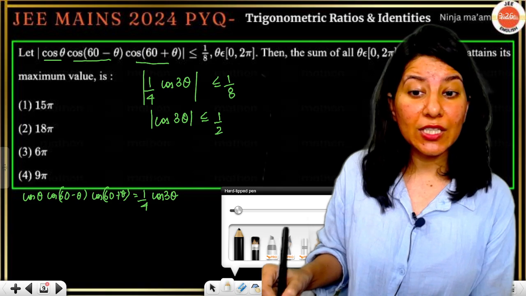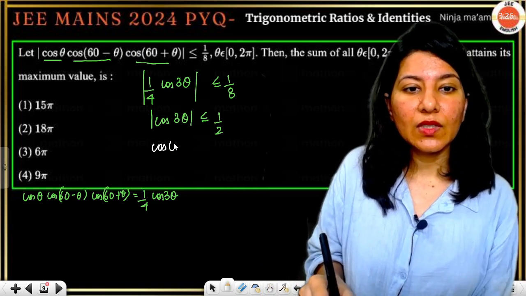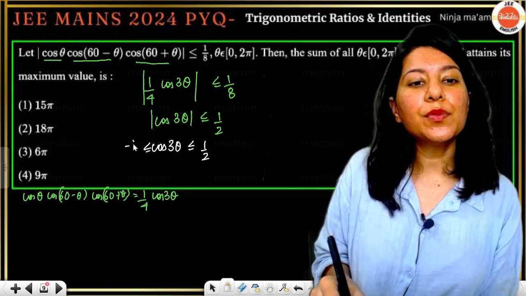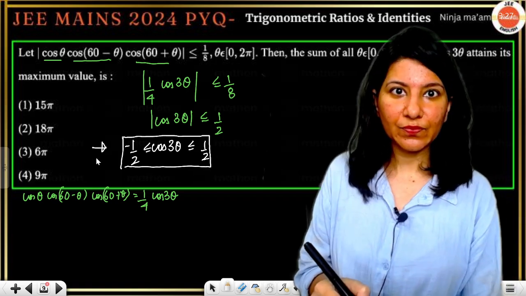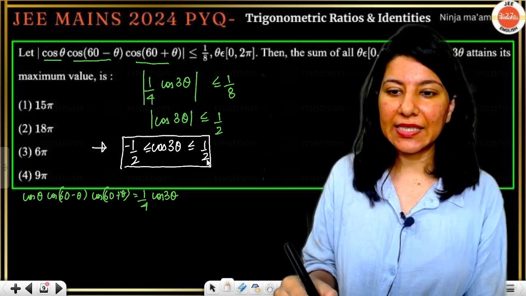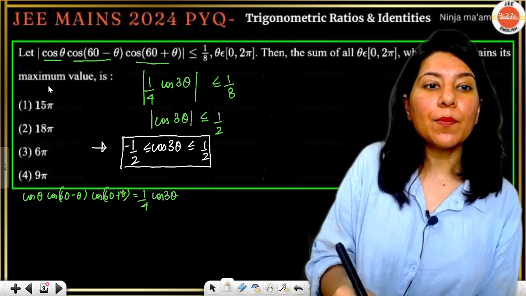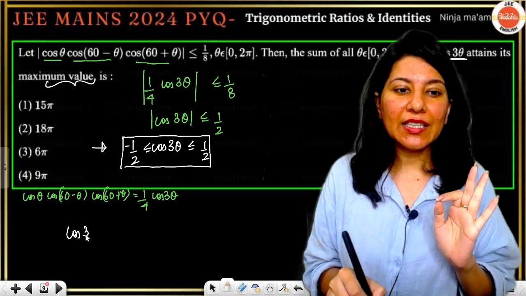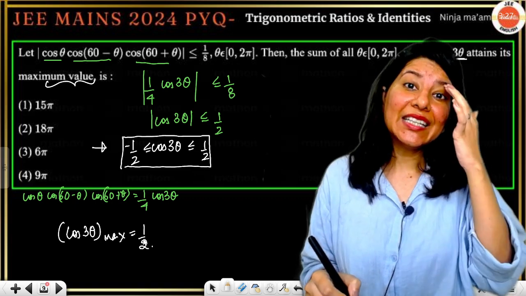Now what does that mean? Modulus is there. Now is the time that you should remove the modulus. So cos 3 theta lies between 1 by 2 and minus 1 by 2, correct? Cos 3 theta from minus half to plus half. Now what they are talking about is cos 3 theta attains its maximum value. So between minus half to half, cos 3 theta maximum value will obviously be half. So cos 3 theta is coming out as half.